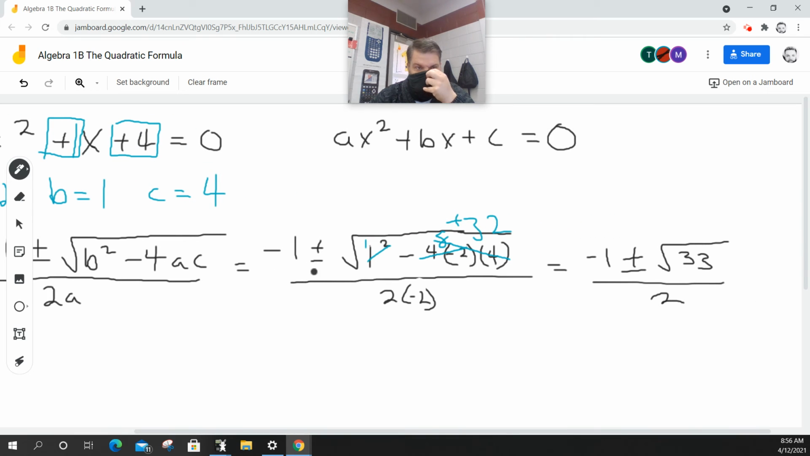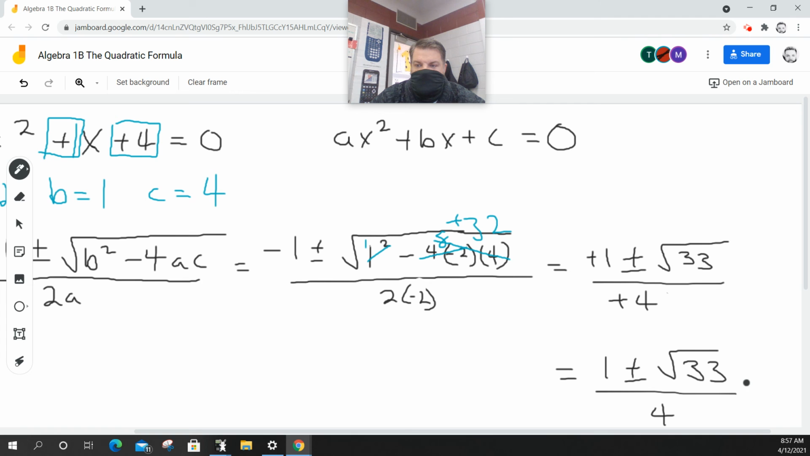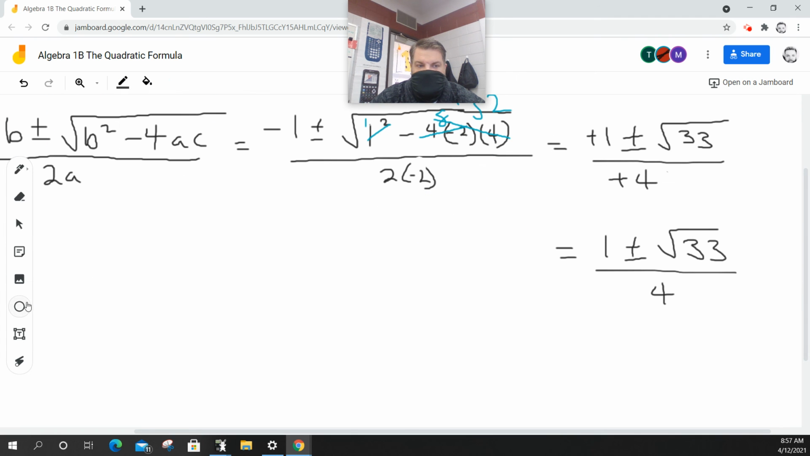And then -2 times -2, or I'm sorry, -2 times +2 is a -4. Now, one other thing I should point out is that when you do this, what's a negative divided by a negative? Positive. So you could just leave it like this. In other words, the negatives will cancel each other. And you get 1 plus or minus the square root of 33 all over 4. And that is basically it.